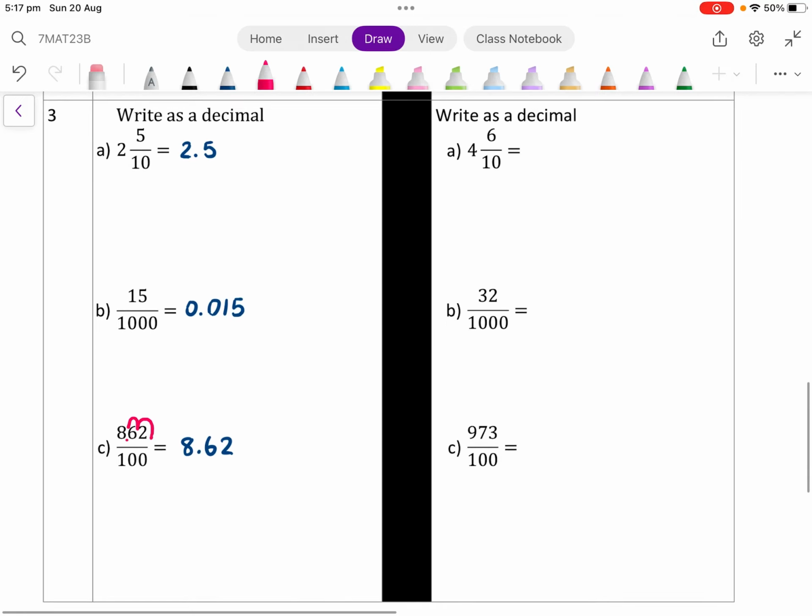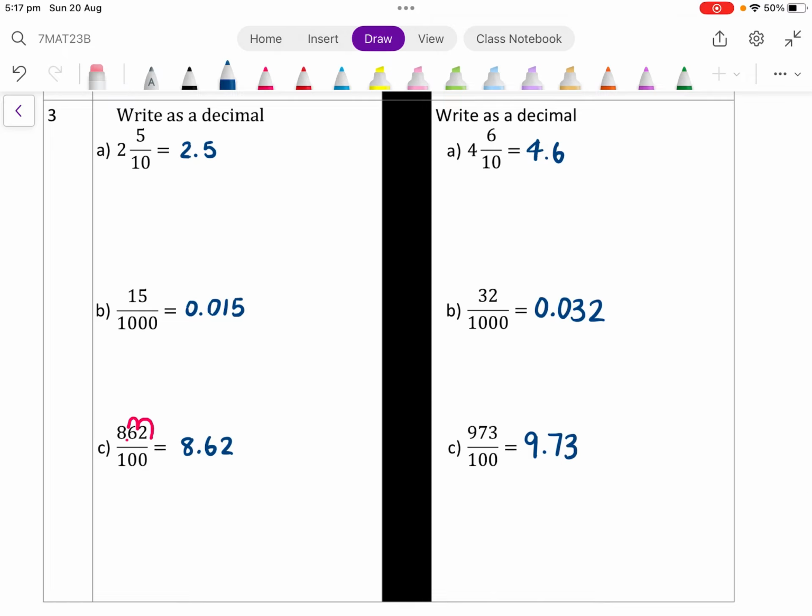Okay, can you please have a go at writing as a decimal 4 and 6/10, 32 over 1,000, and 973 over 100? Pause the video here. Okay, Year 7, hopefully you've gotten these answers correct. 4 and 6/10 is 4.6 as a decimal. 32 over 1,000 is 0.032 as a decimal, and 973 over 100 is 9.73.